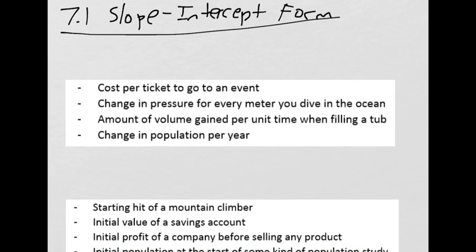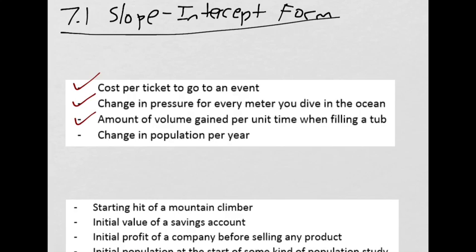Okay, so that could be something like the cost per ticket to go to an event, like a theater, or a movie theater, or a play, or last day we looked at you could buy a ticket to throw a ball at a dunk tank and drop a teacher into a bunch of water. Slope can also indicate change in pressure. For every meter that you dive down into the ocean, we looked at a problem where that happened as well.